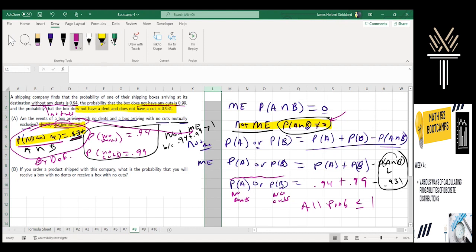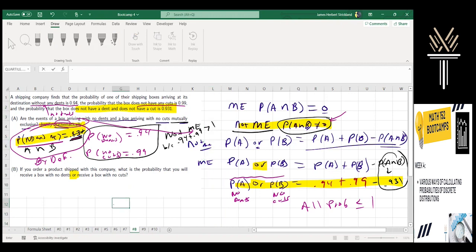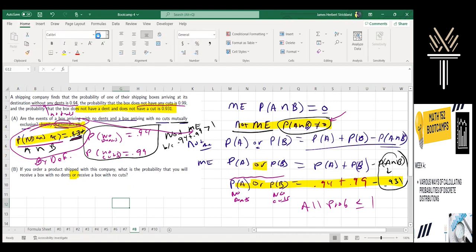All right. Part B here, we're looking at or, which again, we already know is the addition statement. And because it's not mutually exclusive, we're talking about the statement down below here. So we just have to finish the question now. It would be equal to, let me make my font bigger so y'all can read it, 0.94 plus 0.99 minus the mutually exclusive value of 0.931, the value of the and statement.